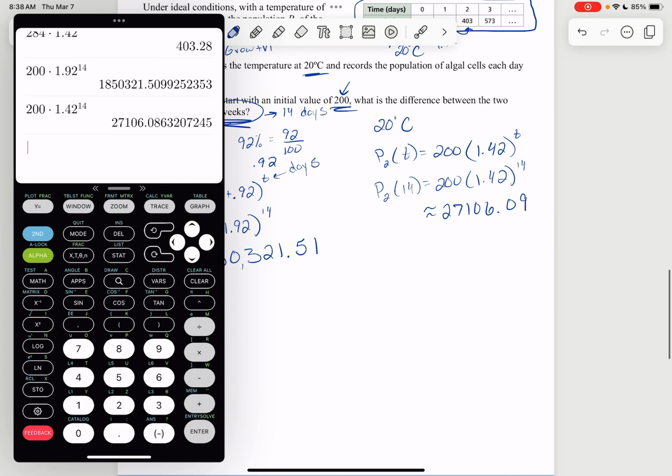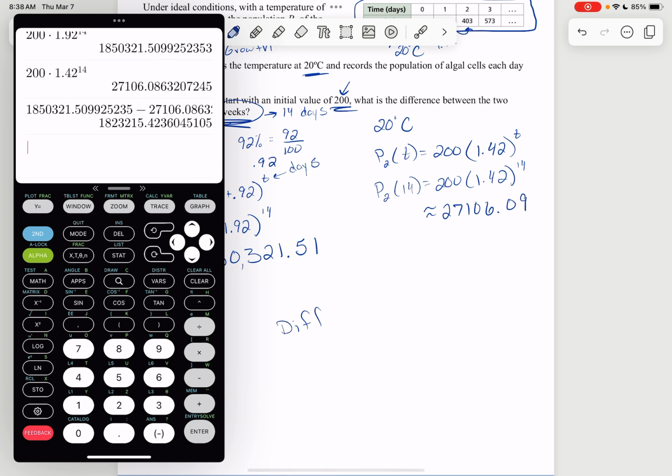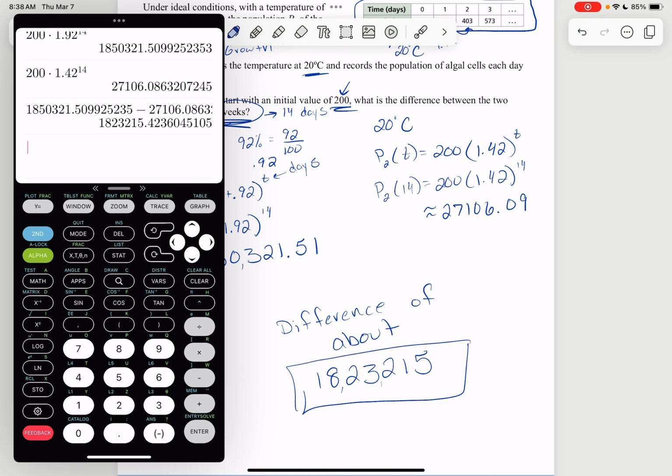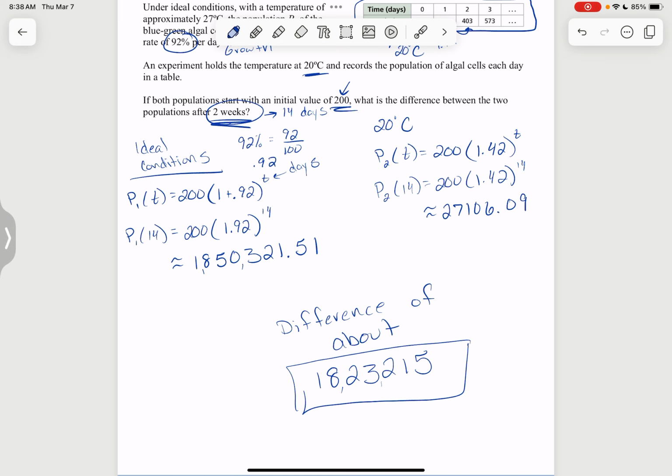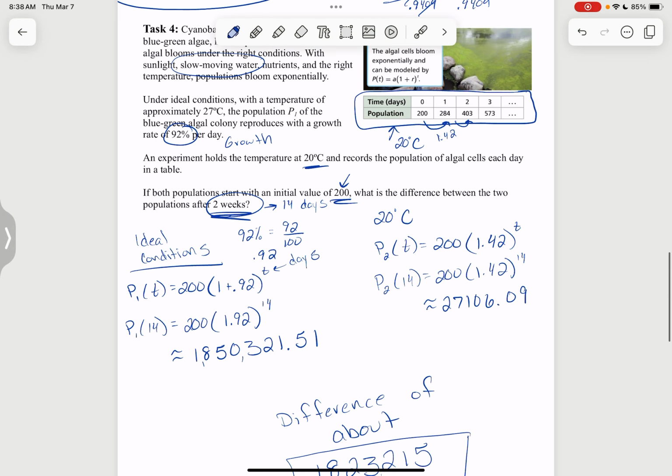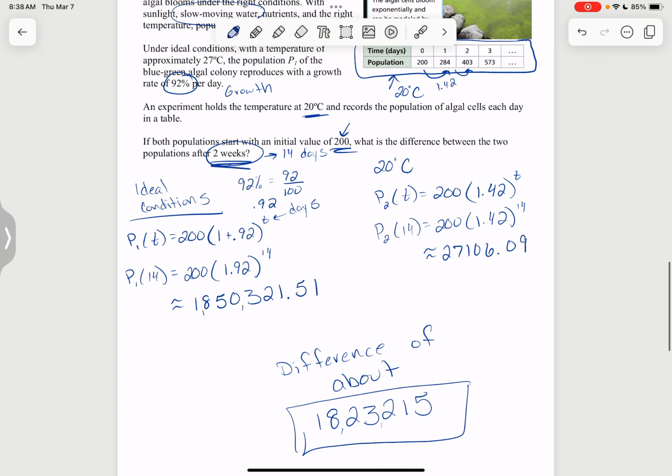Look at the difference in just that 7 degrees temperature. So the difference between these two, if I subtract them, take that one minus that one, because it says what is the difference? It's a difference of about 1,823,215. It's a difference of about 18, what is that, million cells? So that's quite a difference, that just having that slight 7 degree temperature change has.